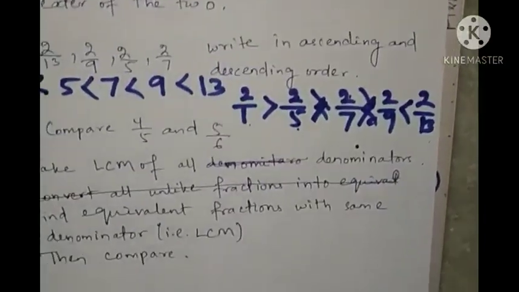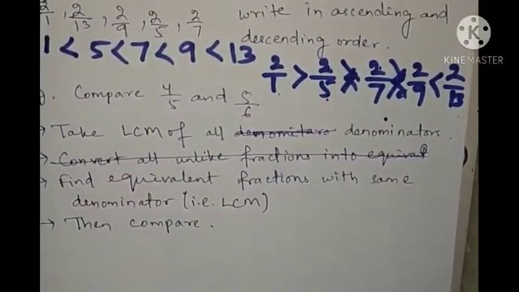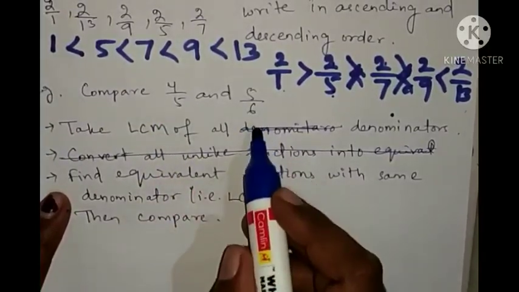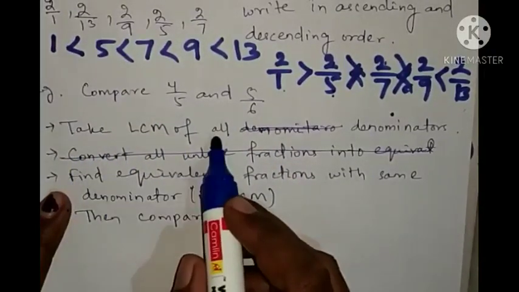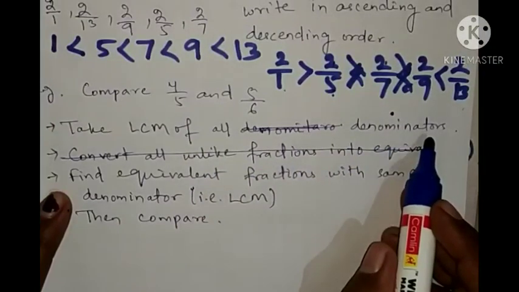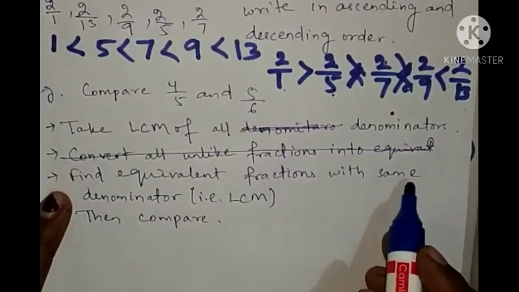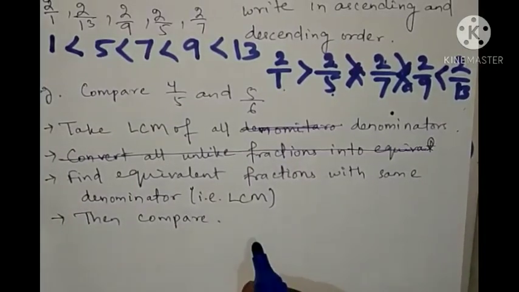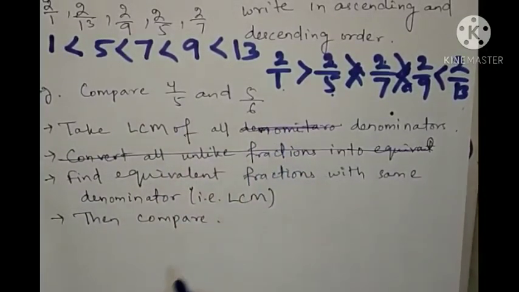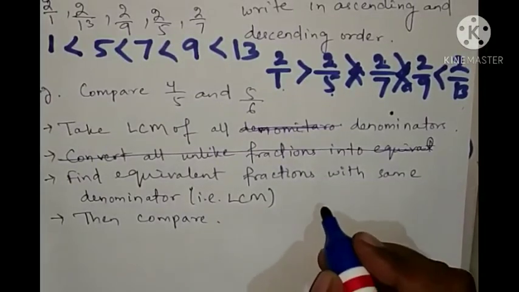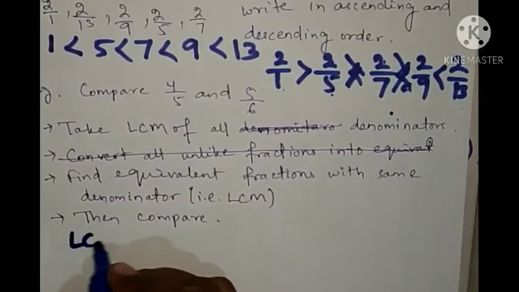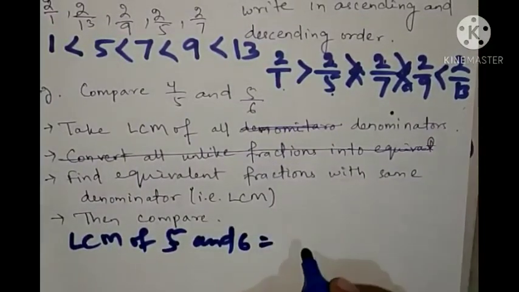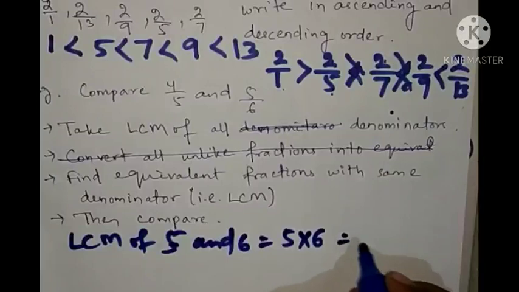Another method by which we can compare fractions. Take unlike fractions like 4 by 5 and 5 by 6. What we'll do? Take the LCM of all denominators and find equivalent fractions with the same denominator, that is the LCM, and then compare. So for 4 by 5 and 5 by 6, how will we find the LCM? LCM of 5 and 6 equals how much? 5 into 6 equals 30.